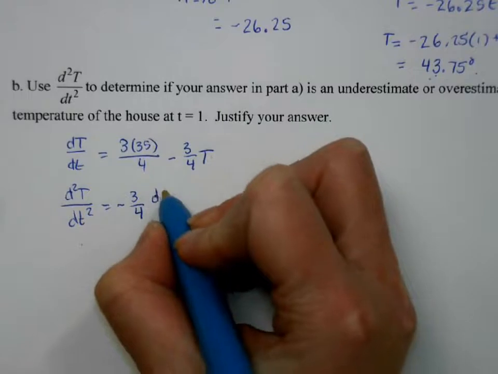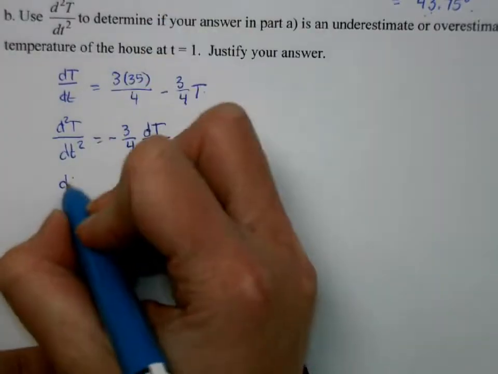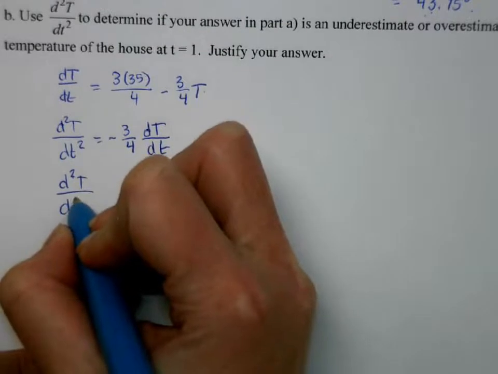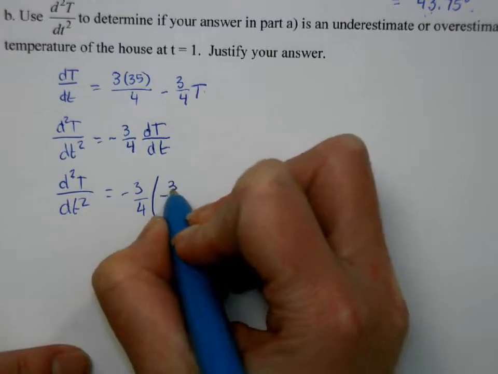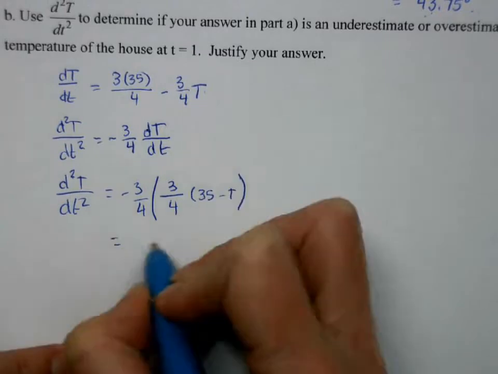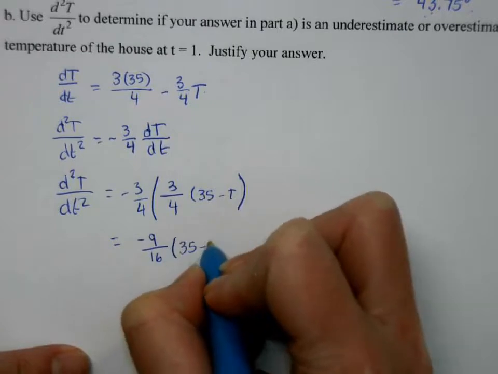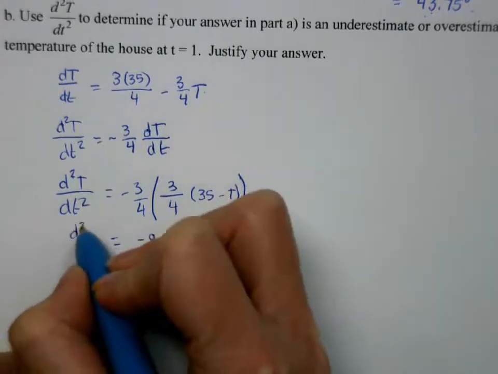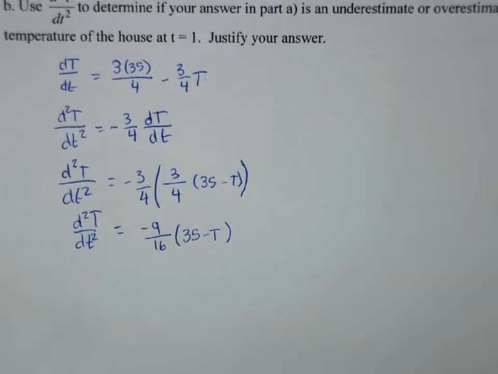Then I'm going to go ahead and replace dT/dt, so d2T/dt2 equals negative 3/4 times 3/4 times (35 minus T). So that would be negative 9/16 times (35 minus T). Now, what does the second derivative tell us? It tells us about concavity. So we want to figure out if it is concave up or concave down.